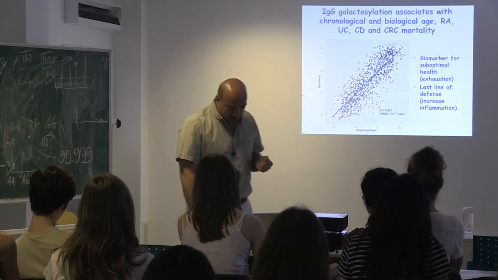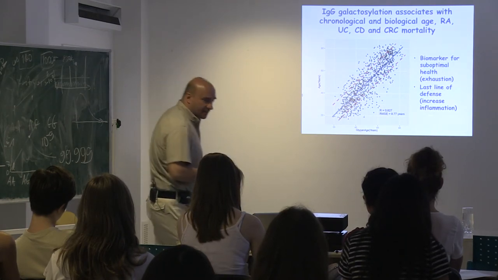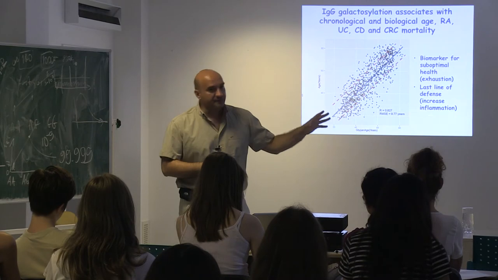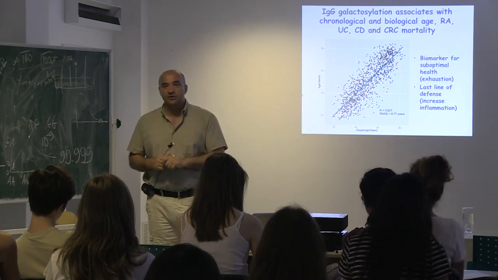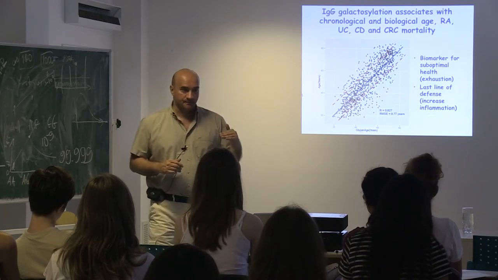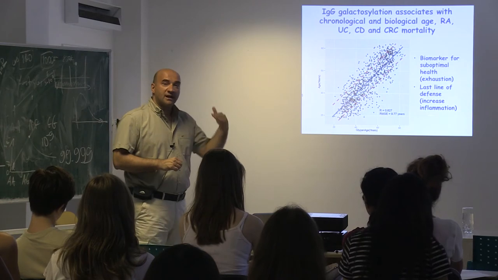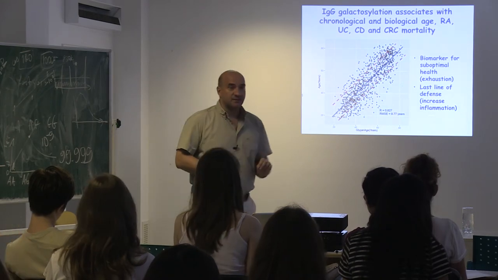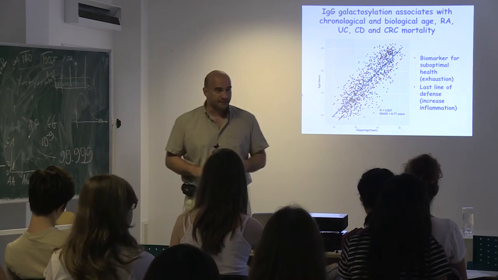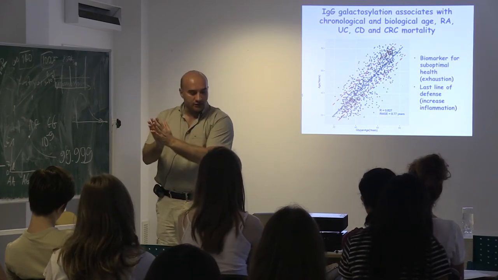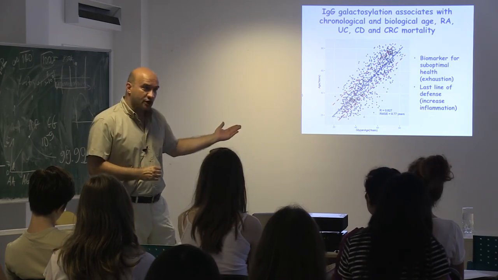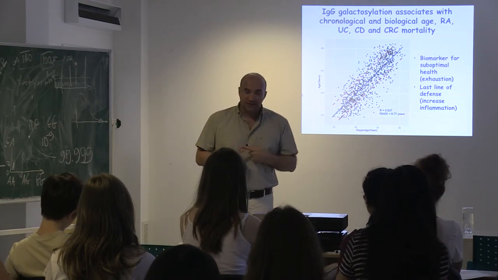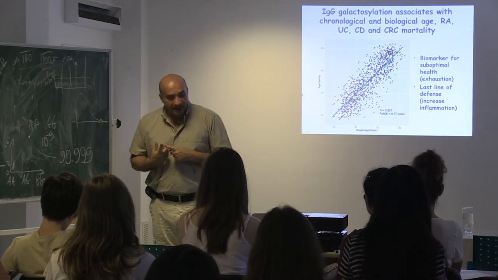And we did a number of studies in a number of different diseases like RA, UC, CD, CRC, SLE, and some others. And some of them are specific, but many of them show the same type of change. And this is decreased galactosylation. So in a number of diseases, people have decreased galactose. Their antibodies are more pro-inflammatory. So obviously, this is not a disease-specific biomarker. This is not something which can be used to diagnose any of these diseases, because this is a change in all diseases. But this could be the general biomarker of something we could call suboptimal health or health deterioration.